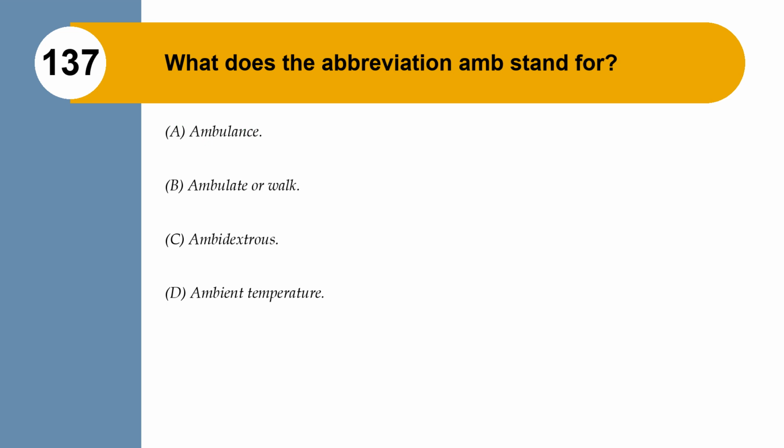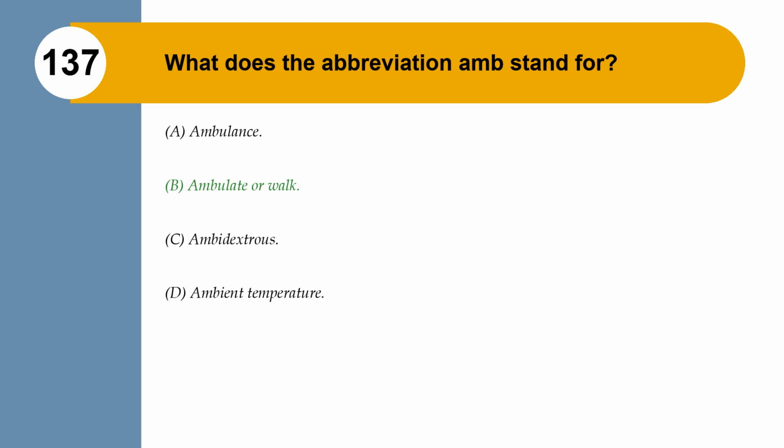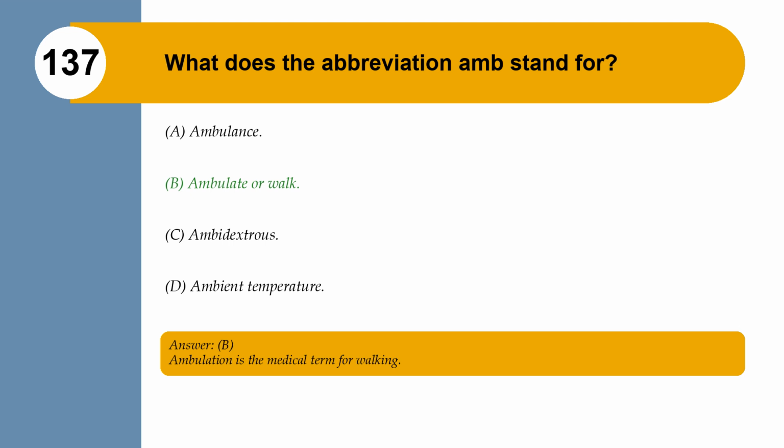Question 137. What does the abbreviation AM stand for? Option A, ambulance. Option B, ambulate or walk. Option C, ambidextrous. Option D, ambient temperature. The correct answer is option B, ambulate or walk. Explanation. Ambulation is the medical term for walking.